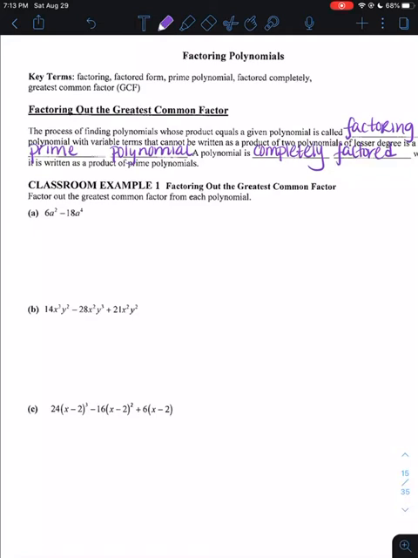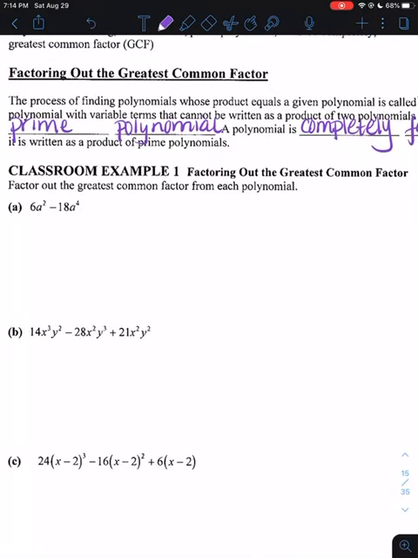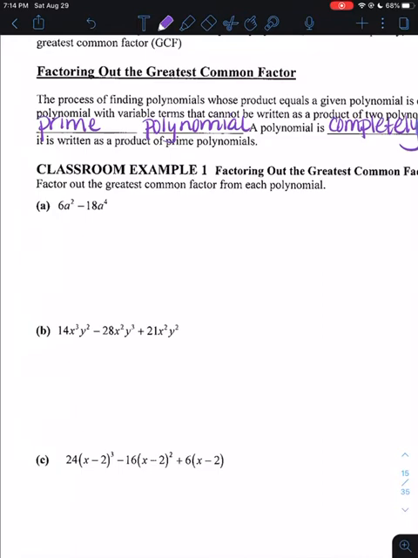First of all, let's start off with the numbers. I have 6a squared minus 18a to the fourth. When it comes down to greatest common factor, I want to know what's the largest number that I can divide into both 6 and 18. That number would be 6. I can divide 6 into 6, and I can divide 6 into 18. So I'm going to use the 6 to rewrite this polynomial, and I'm also going to expand the variables.